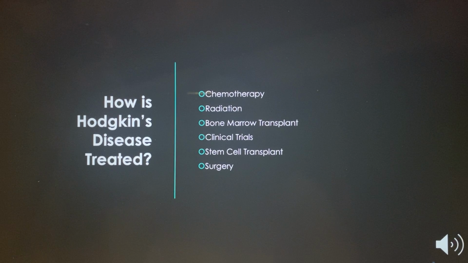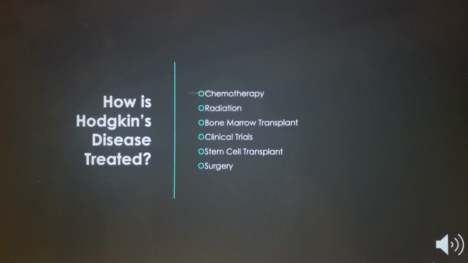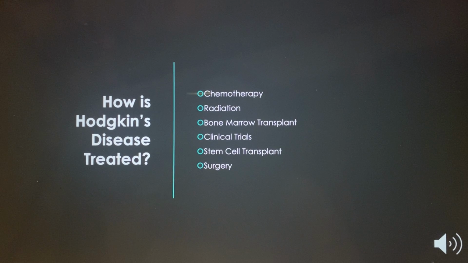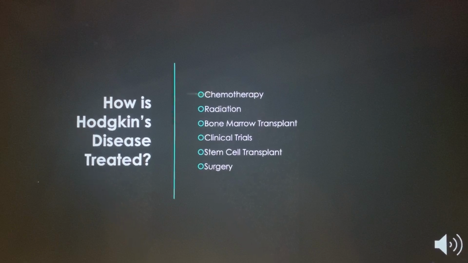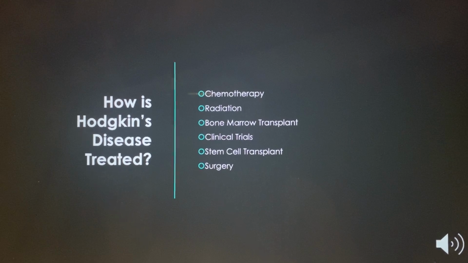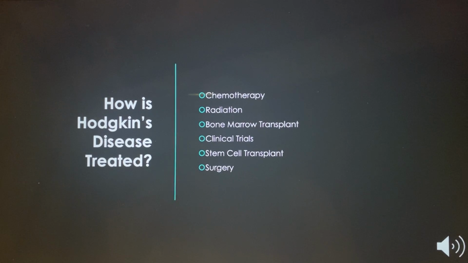So this disease may be treated many ways. It could be treated through chemotherapy, radiation therapy, a bone marrow transplant, clinical trials, stem cell transplants, and surgery. Sometimes the doctor may even combine a couple of these different treatments to help with the disease, depending on who the patient is and how far the disease has progressed.